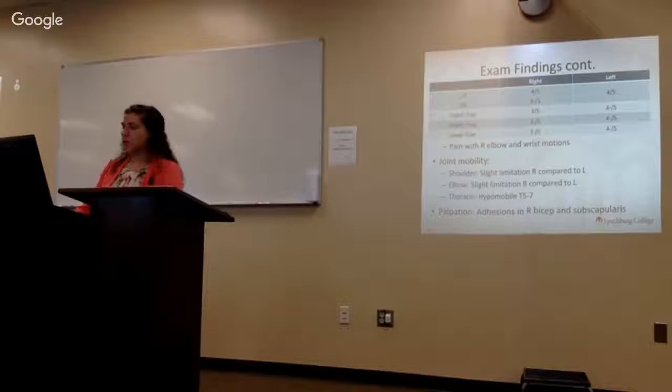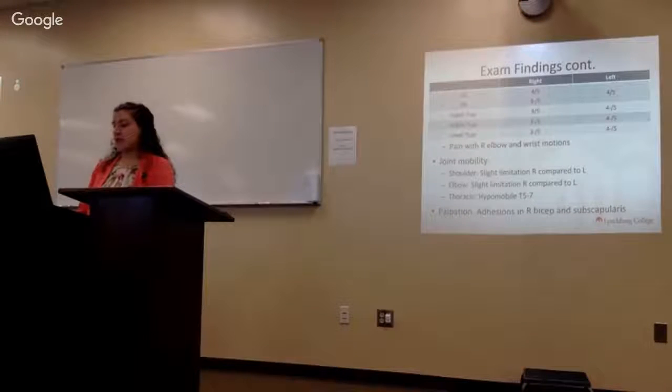Her joint mobility was pretty normal. It was just ever so slightly limited on the right for both shoulder and elbow. And she was also hypomobile in her mid-thoracic spine. And then the significant palpation findings I had were that her right bicep and subscap were pretty adhesed. I felt like those were limiting her range of motion, indicating those muscular end feels that I felt when I tested her range of motion.